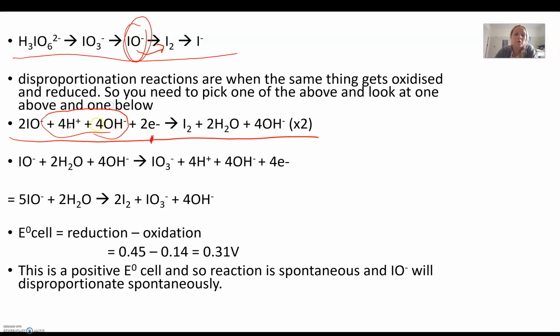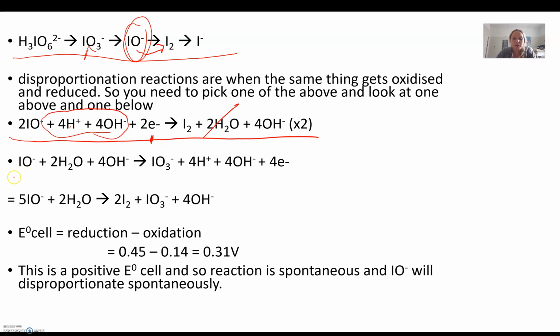And so if you've got 4 waters on the left hand side and 2 waters on the right hand side, these get cancelled out. Okay. So that's the reduction half equation. So now we need to do the oxidation half equation. Now the oxidation half equation is going to be when you start with IO minus and you form IO3 minus.